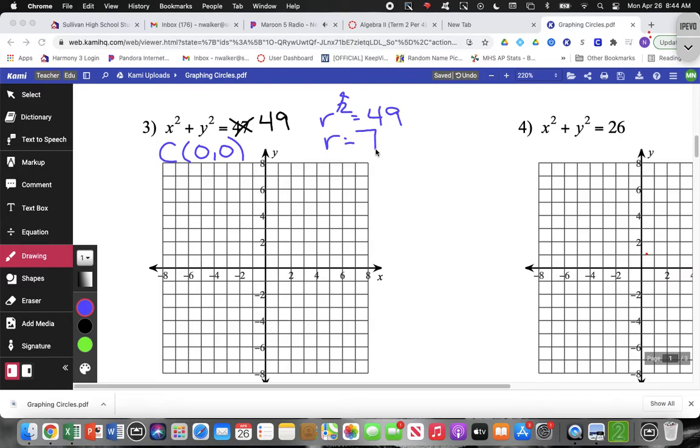So we're going to plot our center at 0, 0. Now this time, how many units am I going to go each way from the center? 7. So I'm going to go up to positive 7, 7, 7 to the left. And I will say the bigger the circles get, the harder I think they are to make perfect circles, but that one wasn't bad.